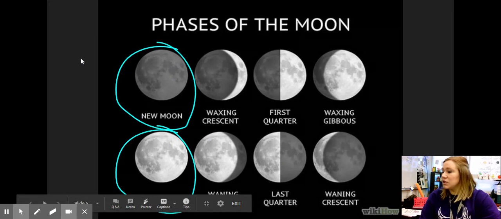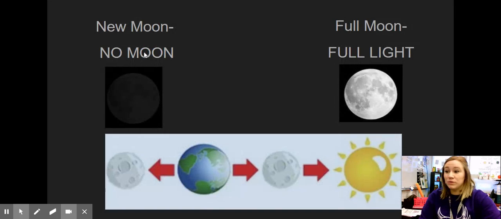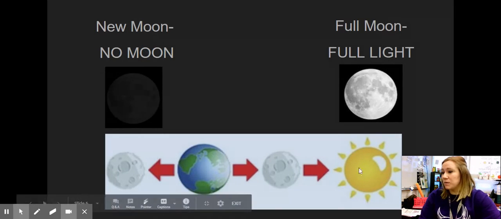If you look at new moon and full moon, those are our phases where there's either all or nothing. The new moon sounds like no moon. It's when we see the sun, the moon, and the earth are all in a straight line. That would be this phase right here. We are going to be looking at the shadow of the moon only.